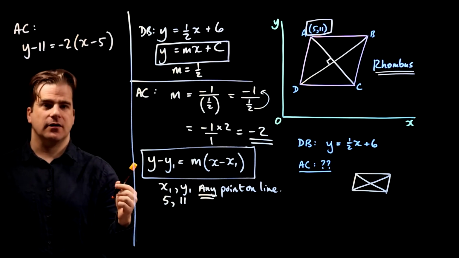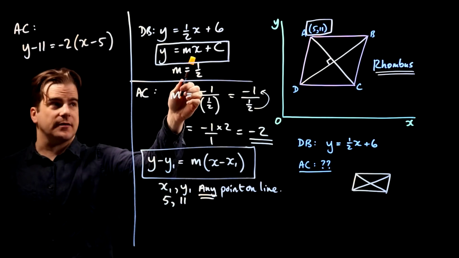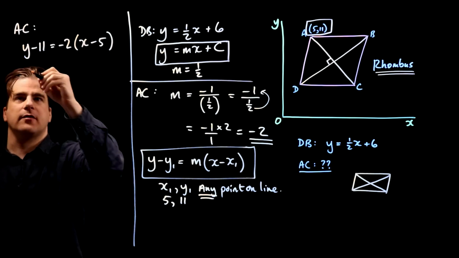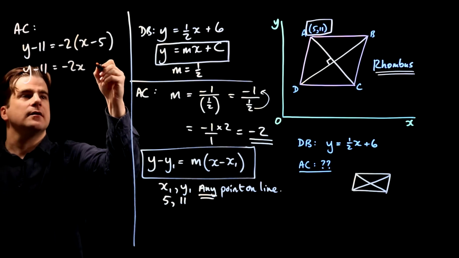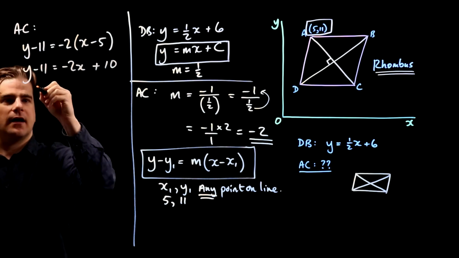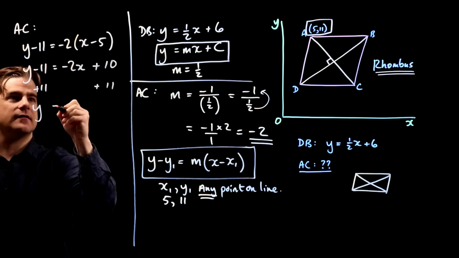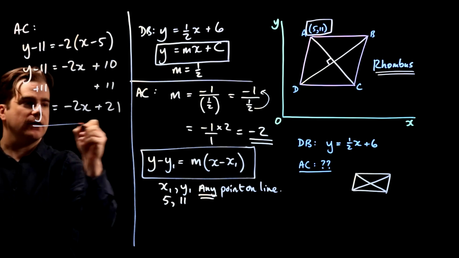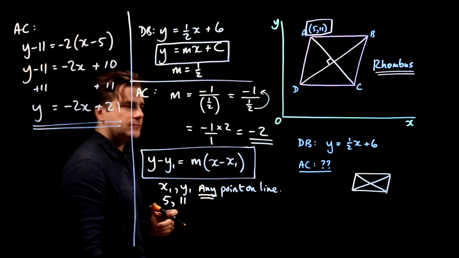For equations of straight lines, when you're presenting your answer, put it in the form y equals mx plus c. Don't leave it like that. So multiply out the bracket: y minus 11 is equal to minus 2x plus 10. Add 11 to both sides, and we get y is equal to minus 2x plus 21. And that's it, the equation for AC.